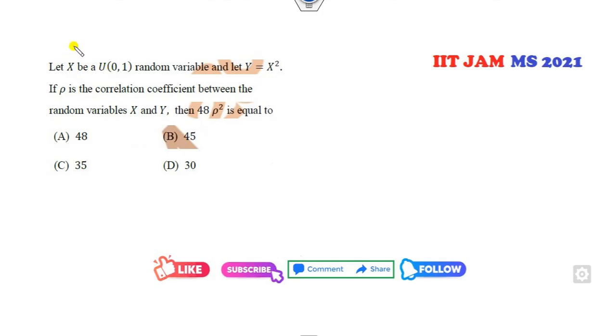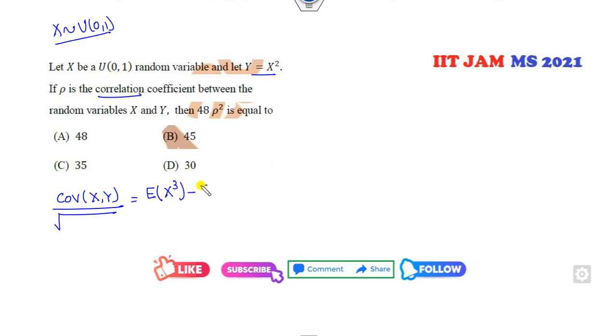Okay, look at that. X follows a uniform distribution on 0, 1. Y is here, we need the correlation. So it means you need to find the covariance over the square root of the variances. Covariance is E of xy. Y is x square, so it's E of x cube minus E of x times E of y, divided by the standard deviations of x and y. Y I can write as x square. So I need to find these values.